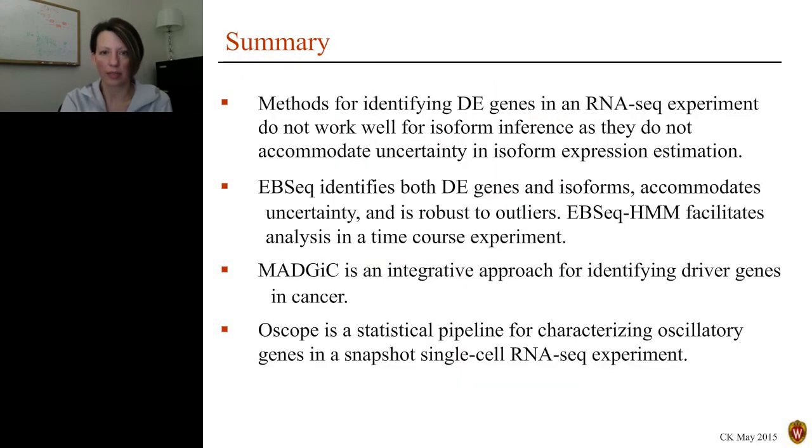There are a number of other validations that I won't talk about today. So in summary, and then I'll take the time here at this break before I just close with a few more slides to answer that question about a Bayesian approach. So in summary, as I said in the first part of the talk, EB-seq was designed for inference on identifying differentially expressed isoforms. It also works for identifying differentially expressed genes. Oscope is a statistical pipeline for characterizing oscillatory genes in a snapshot single-cell RNA-seq experiment. And we're going to cross this one out for a minute because that's what I'm going to talk about in just a sec.